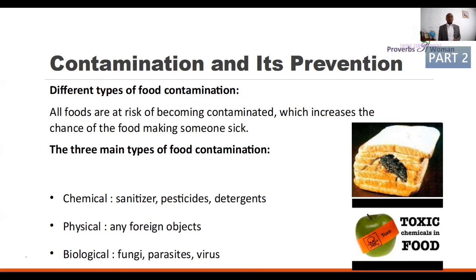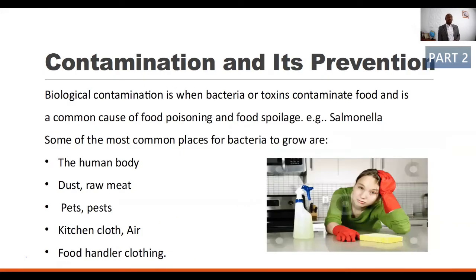The first one is chemical, which could be sanitizer, pesticides, or detergent. The physical one is any foreign object. For biological, we have fungi, parasites, or virus. Biological contamination is when bacteria or toxins contaminate food, and remember, it is a common cause of food poisoning and food spoilage. For example, we have salmonella.